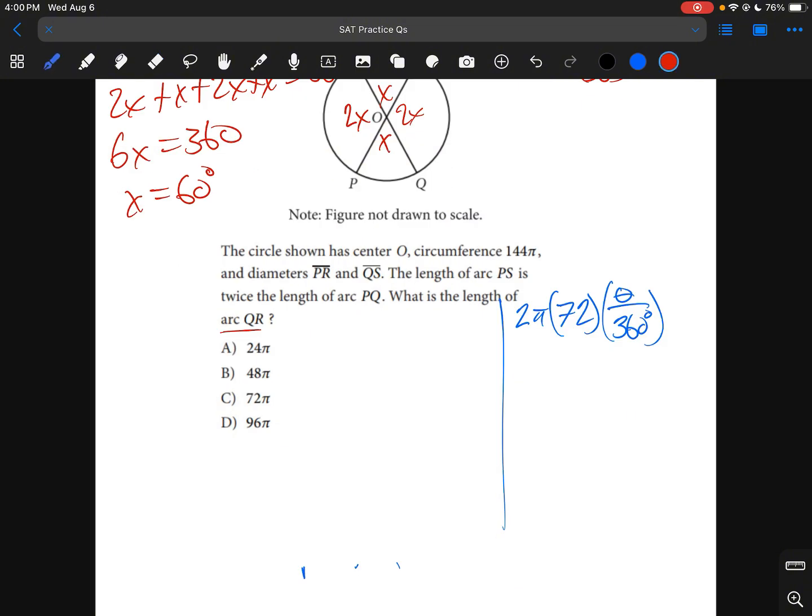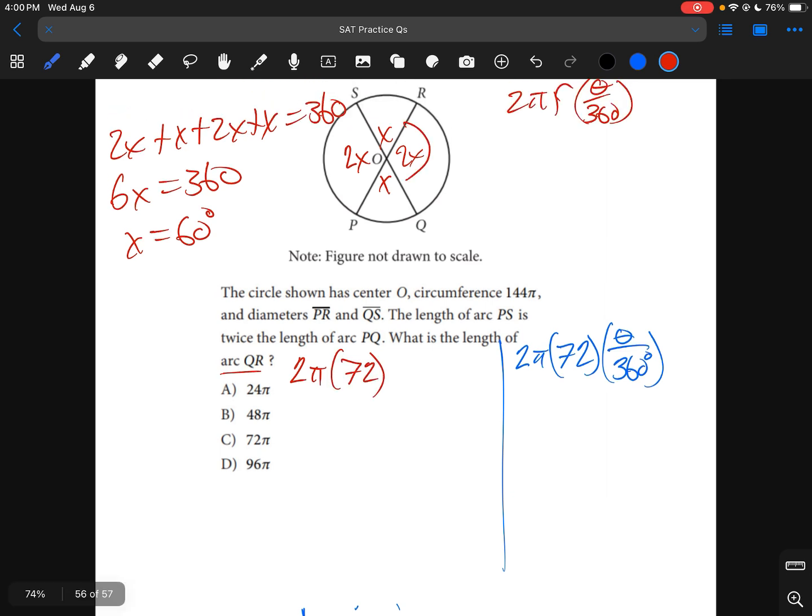So now we have all the information that we need. So we just plug everything in: 2 pi times 72 times theta. And our theta is 2x. So that's 120, 60 times 2, over 360. And plugging all this into a calculator, you end up with 48 pi.